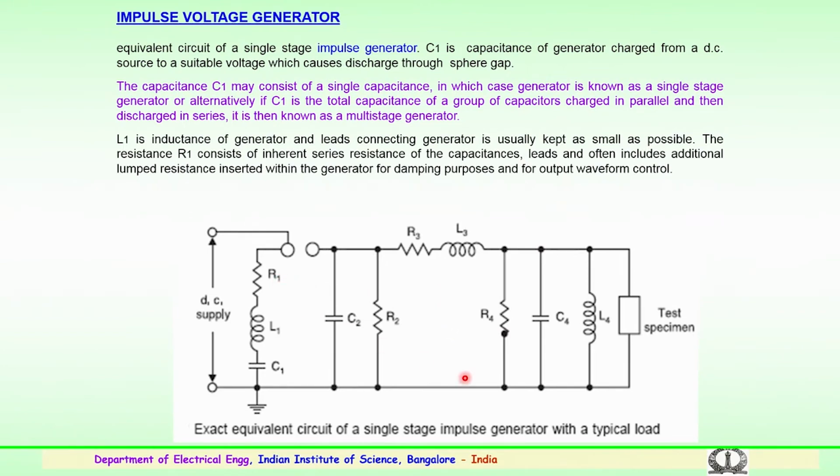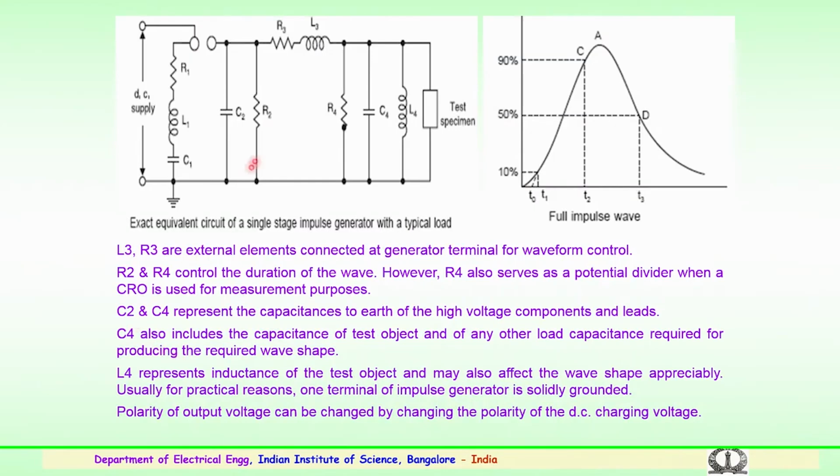R1 consists of an inherent series resistance of the capacitances and leads, and often includes additional lumped resistance inserted within the generator, particularly for damping purposes. So, the generator consists of damping resistors and also elements for output waveform control. L3 and R3 are the external elements connected at the generator terminals for the waveform control.